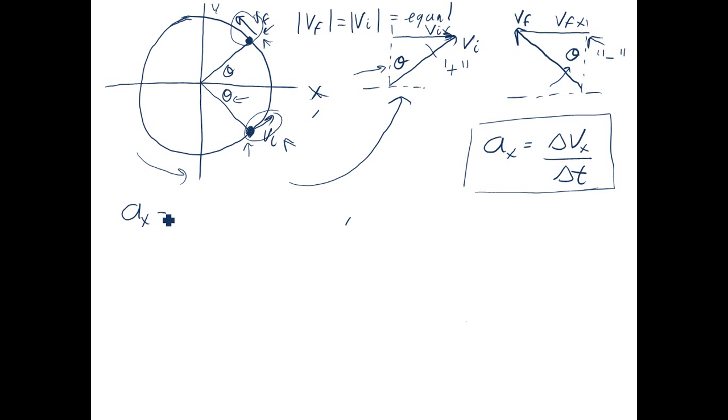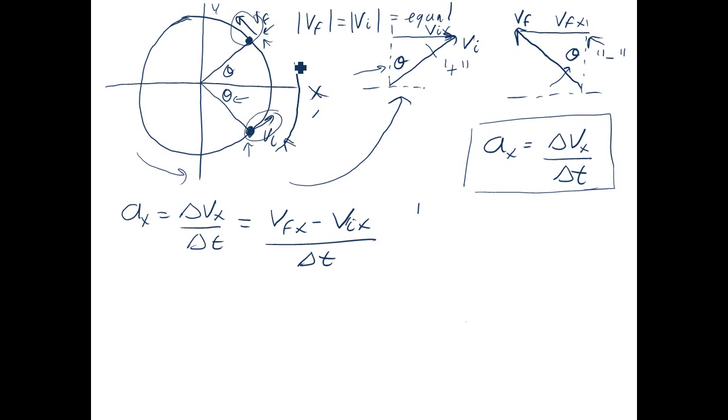a_x is equal to delta v_x over delta t, which is going to equal v final x minus v initial x over delta t. And I'm going to talk a bit more about delta t, but clearly delta t is the time for the object to go from here to here. That's delta t. It takes that amount of time. And we're going to come back to that.